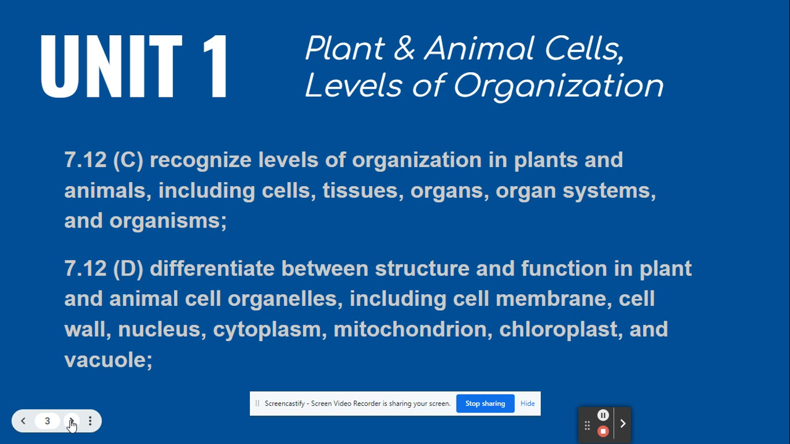Unit 1, plant and animal cells, levels of organization. Okay, so I'm going to read through the TEKS. 7.12C, recognize levels of organization in plants and animals, including cells, tissues, organs, organ systems, and organisms. 7.12D, differentiate between structure and function in a plant and animal cell organelles, including the cell membrane, the cell wall, the nucleus, the cytoplasm, the mitochondrion, the chloroplast, and the vacuole.